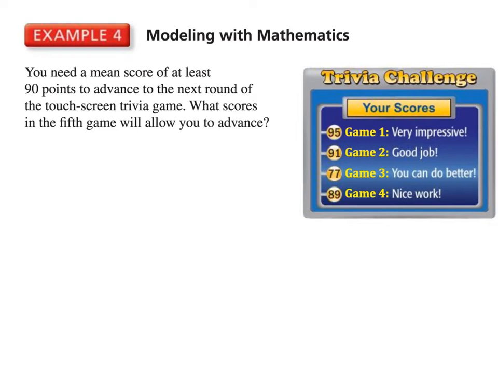You need a mean score of at least 90 points to advance to the next round. What scores in the 5th game will allow you to advance? All right, mean. What does mean mean? It means the average. So the average score has to be at least 90 points. They give me these 4 scores here for the first 4 games. So I have 95 plus 91 plus 77 plus 89.